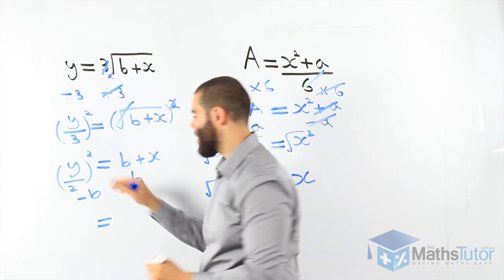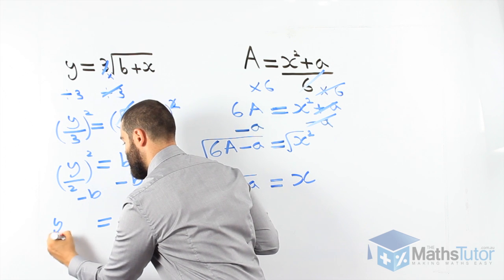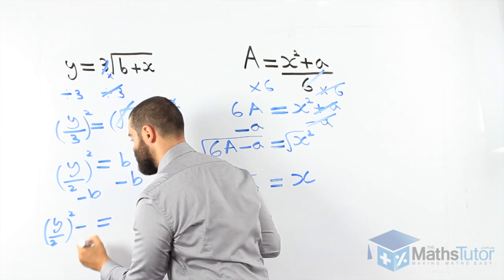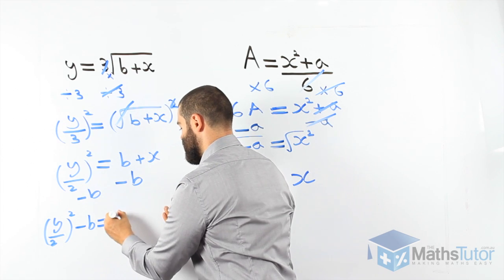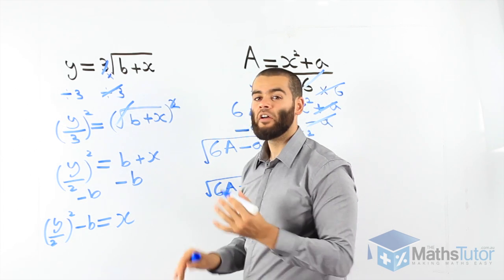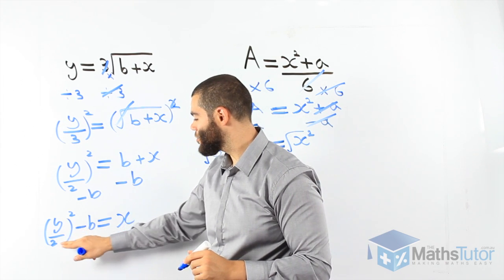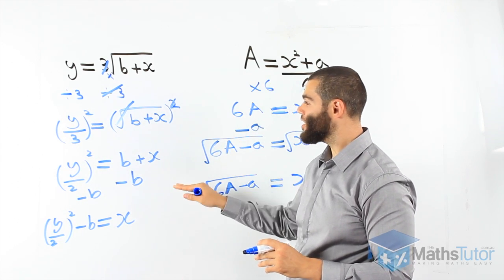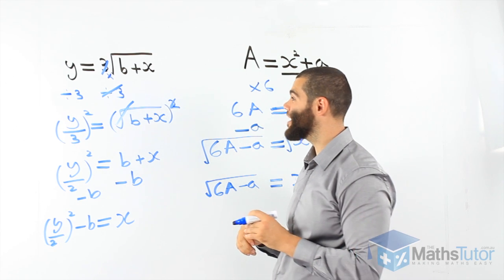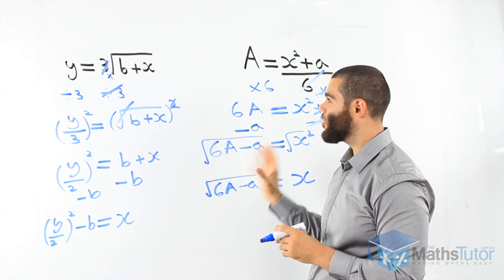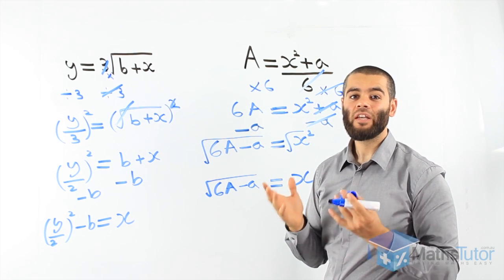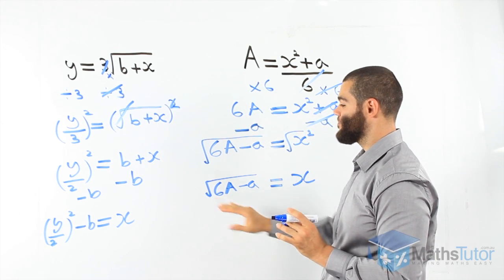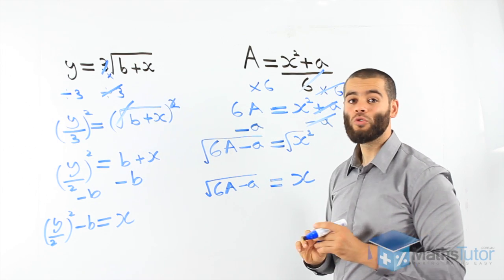So we have y over 2 all squared minus b equals to x. So our answer: y over 2 all squared minus b equals to x. Go through it step by step, understand what we're doing, and you'll notice we are always using the simple equation rules. All we're doing is going through step by step and getting our answer. We're going to do 2 more.